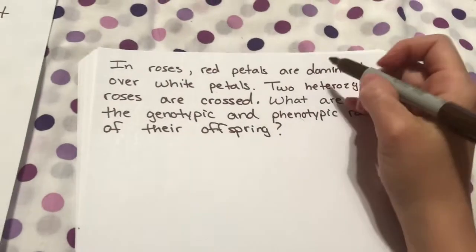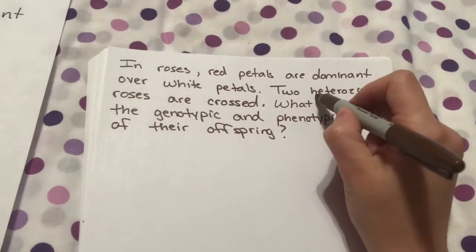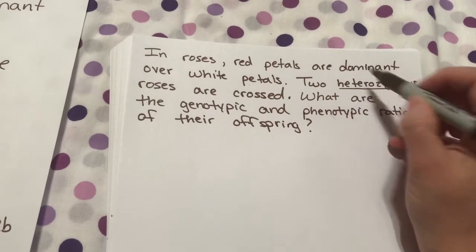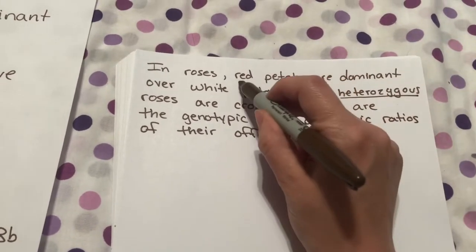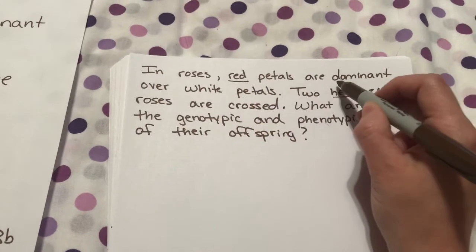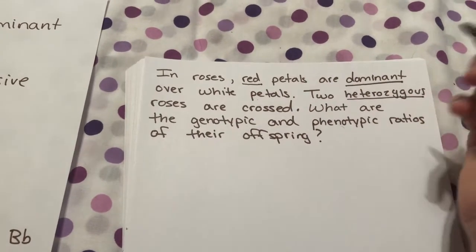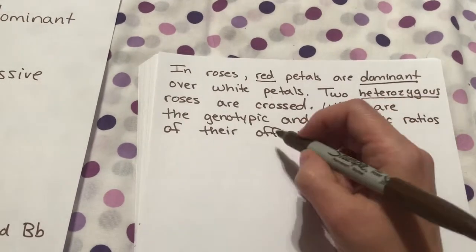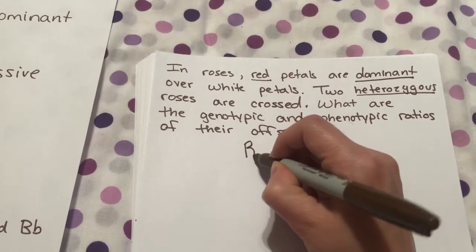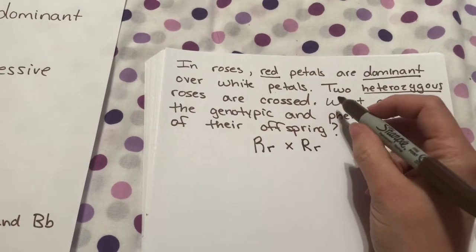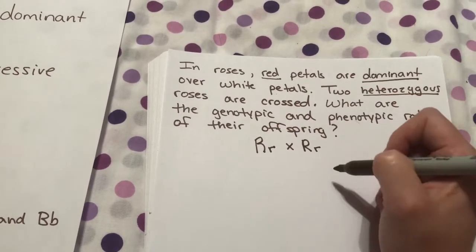All right, so back to this problem. Let's break it down. So heterozygous, okay, that tells me that their letters are going to be different. One big, one little. I also know that red is dominant. So since red is dominant, I'm going to pick R as my letter. And so I know that I'm going to have a big R and a little r crossed with a big R and a little r because it says both of these roses are heterozygous.